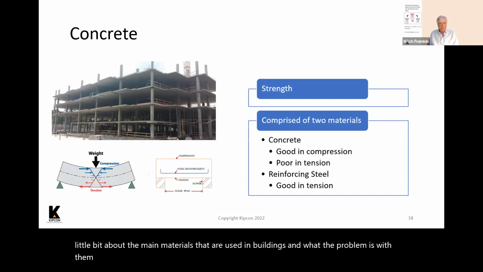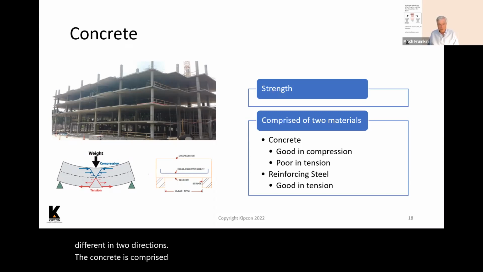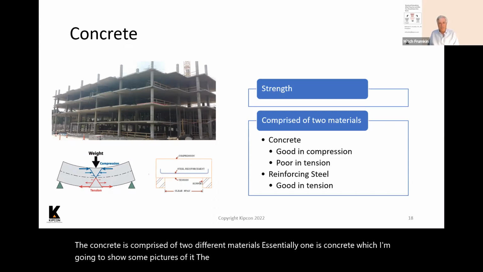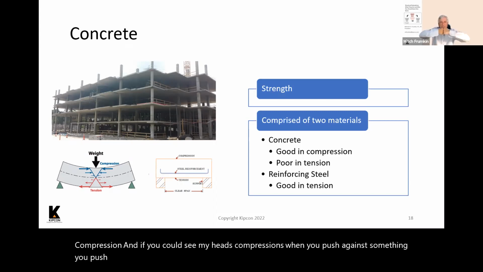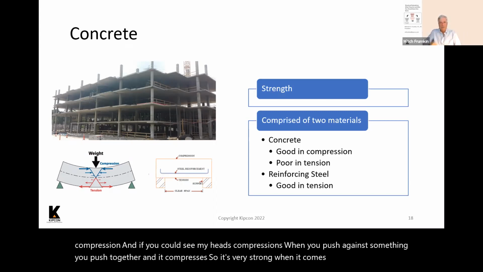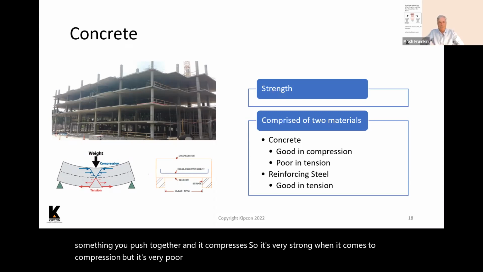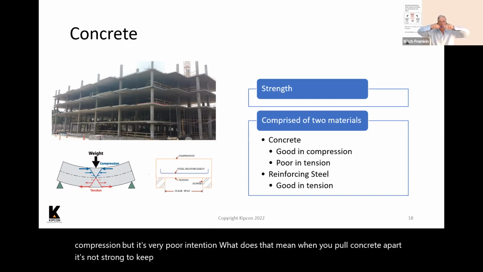The first is concrete. The strength of the concrete is different in two directions. The concrete is comprised of two different materials, essentially. One is concrete, which I'm going to show you some pictures of. The concrete is very good in compression. What do I mean by compression? If you could see my hands, compression is when you push against something, you push together and it compresses. So it's very strong when it comes to compression, but it's very poor in tension. What does that mean? When you pull concrete apart, it's not strong enough to keep itself from being pulled apart. So concrete is good in compression, poor in tension.